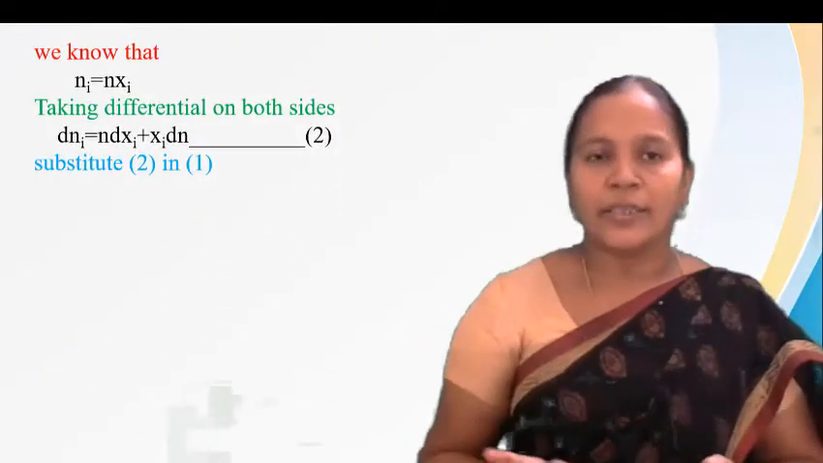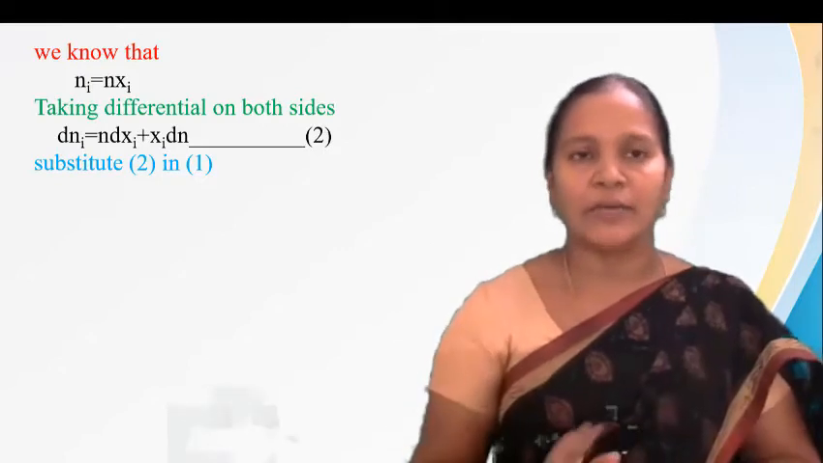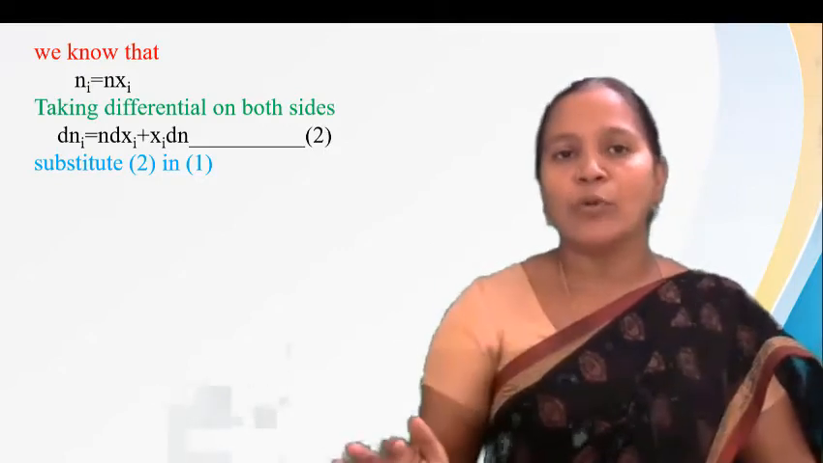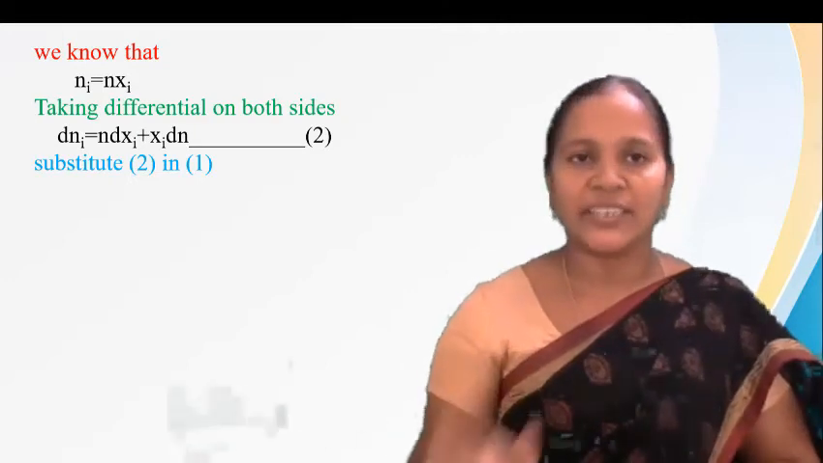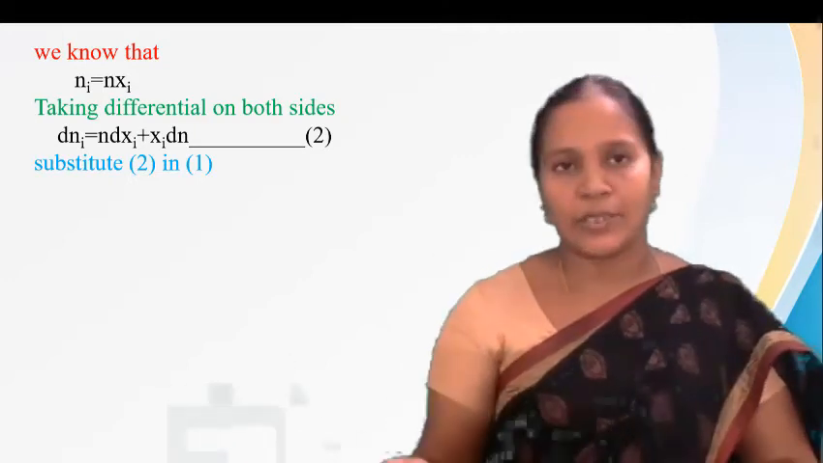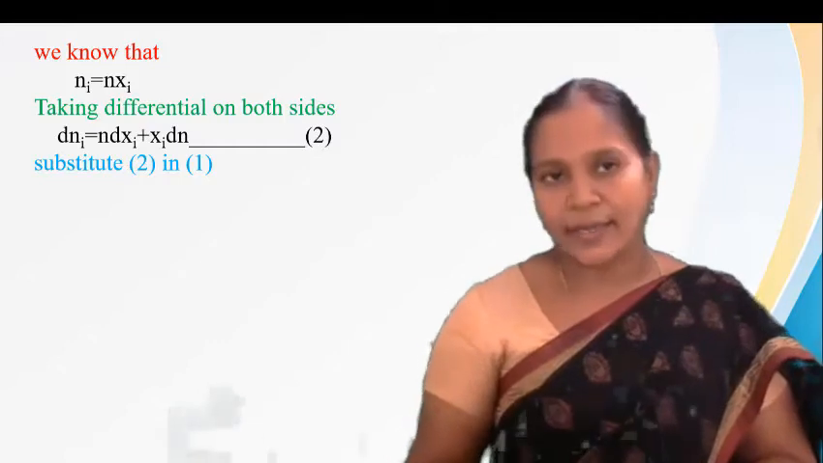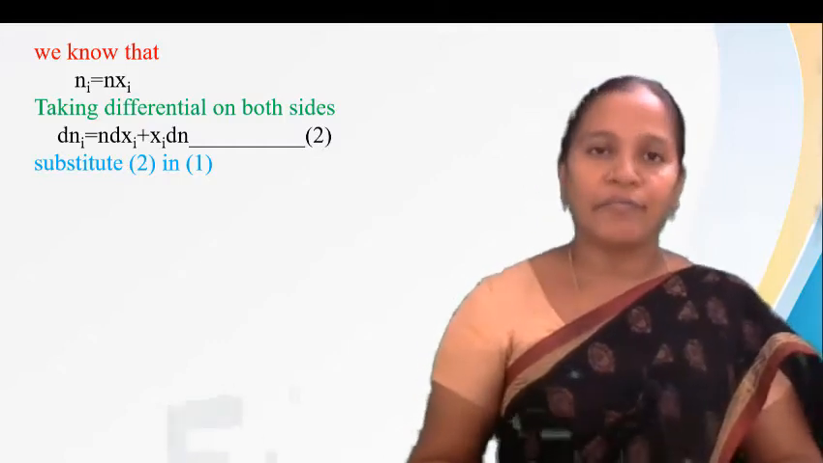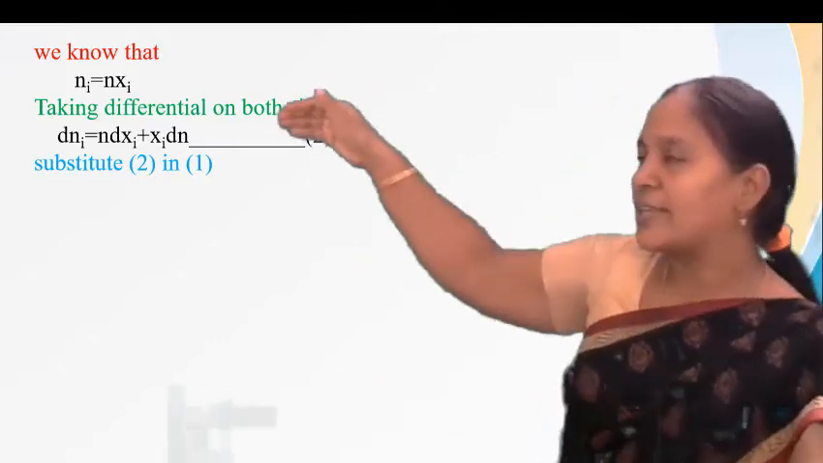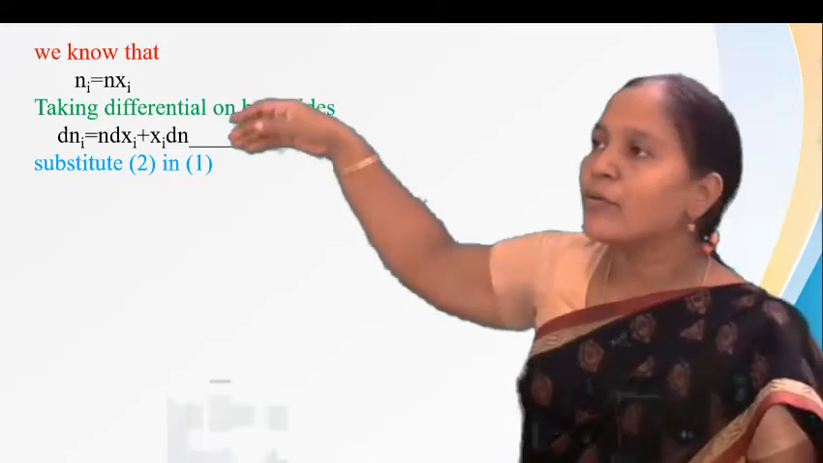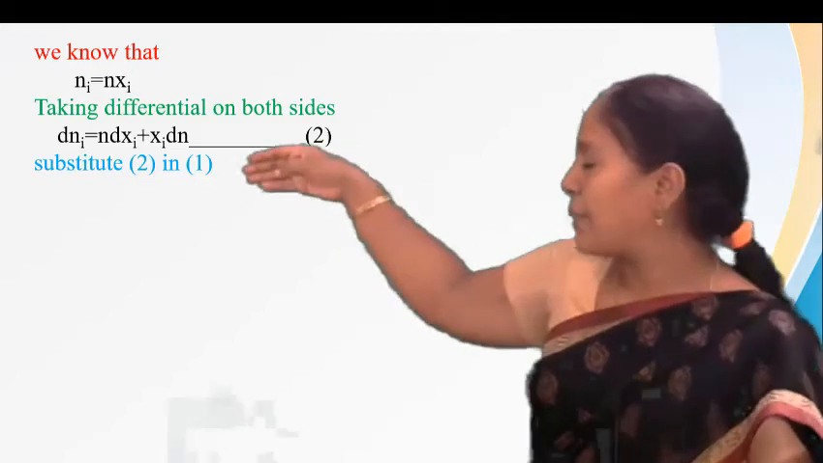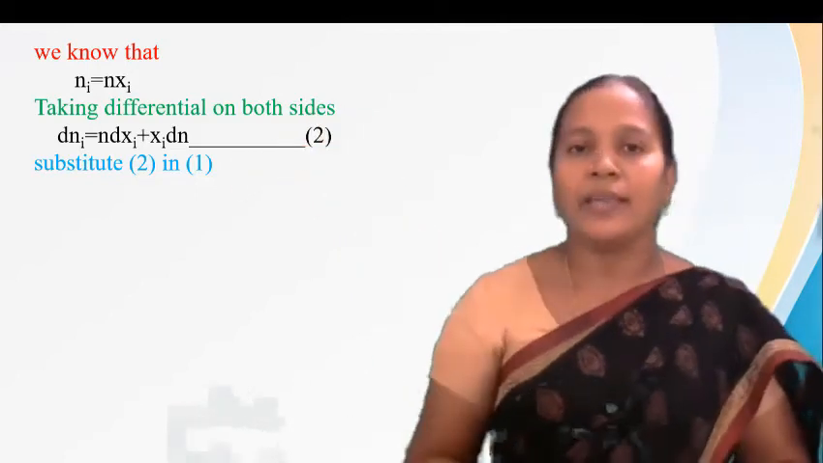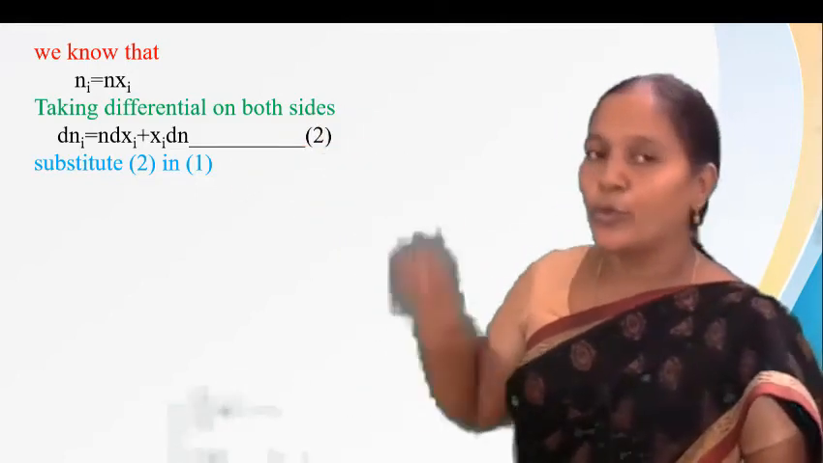We know that the individual number of moles is equal to the total number of moles multiplied with the individual mole fraction, that is Ni is equal to N into Xi. Taking the differential on both sides of this equation, we get dni is equal to n dxi plus xi dn, which is indicated with 2.